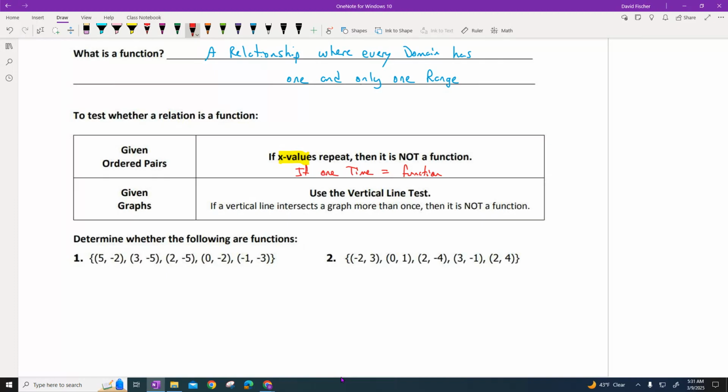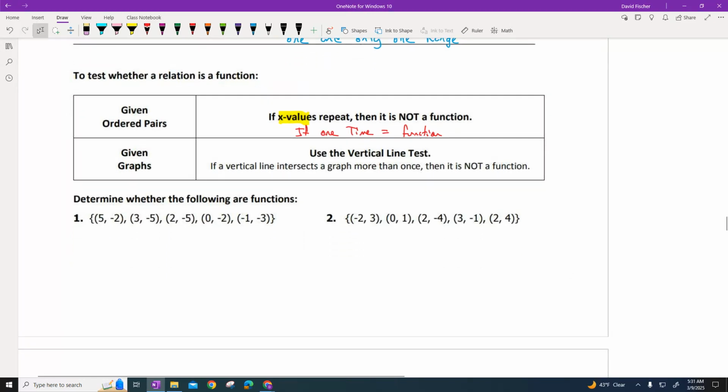And then if they give me a graph, I'm going to do the vertical line test, which kids are good at. They remember that one from earlier years. Okay? So let's decide if this is a function or not. All I'm going to do is circle my X's here. That's all I care about. And as I'm going across, I'm looking for any time that one of these guys might be repeated. I don't see any repeated, so this is a function.